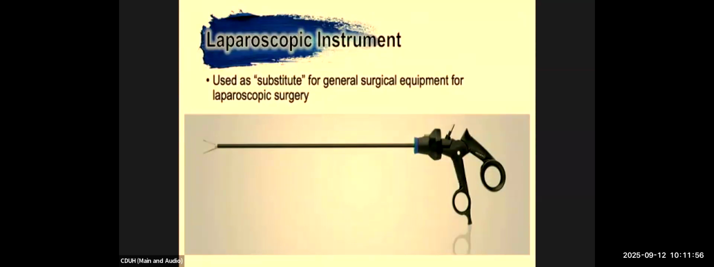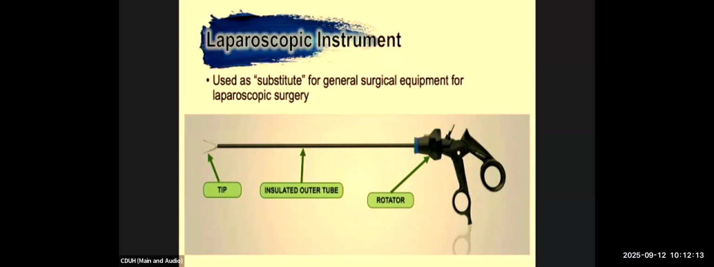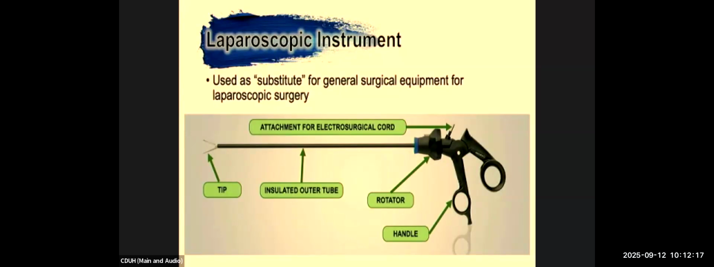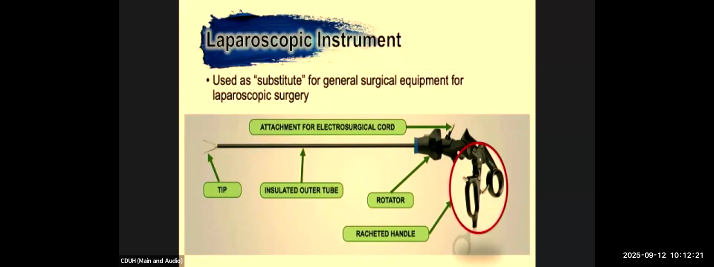Laparoscopic instruments are instruments used to substitute for general surgery equipment in laparoscopic surgery. So what are the components of this instrument? This is the tip. This is the insulated outer tube. This is called the rotator. This is called the handle. And lastly, this is an attachment for electrosurgical cords. Some of the handles are ratcheted so that you can hold the instrument without having to keep clenching the handle.